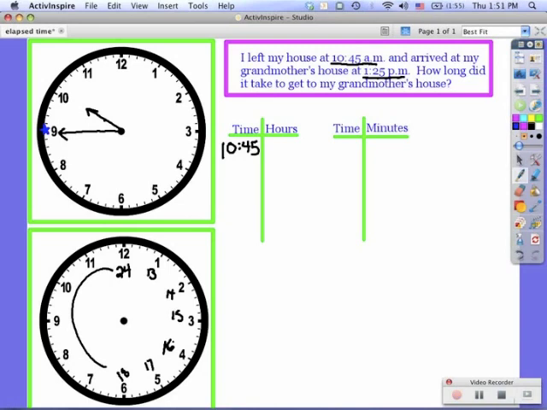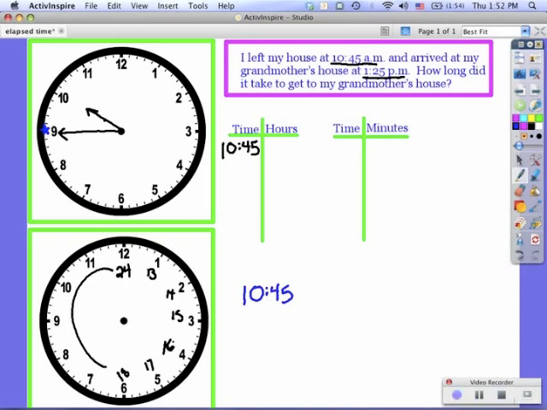My start time is 10:45. And my end time is 1:25. Now, if it's AM, it actually is 10:45, correct? But what happens at PM? If I say 1:25, is it actually 1:25? What is it? It'd be 13:25. And when I'm looking at the difference between two numbers, what do I need to do? Difference means subtract.